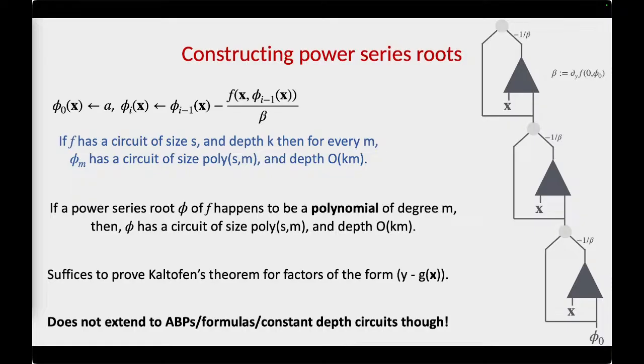The depth, so if we are going to compute phi m, we are going to have m copies of the circuit for f put on top of one another. So there's a multiplicative increase in depth where m shows up. You have m copies, so the depth becomes at least k times that. So it doesn't work for that. If you think a little bit more, you will also see that it doesn't, as it is, work for formulas or branching programs.